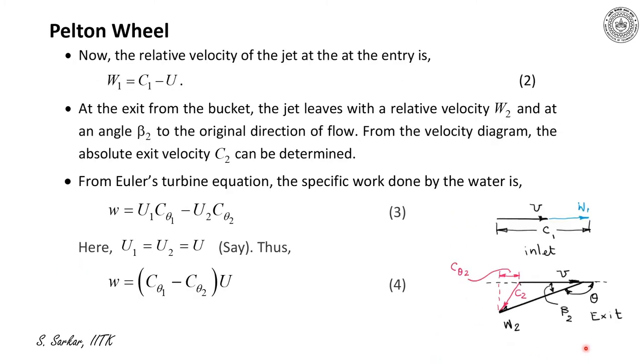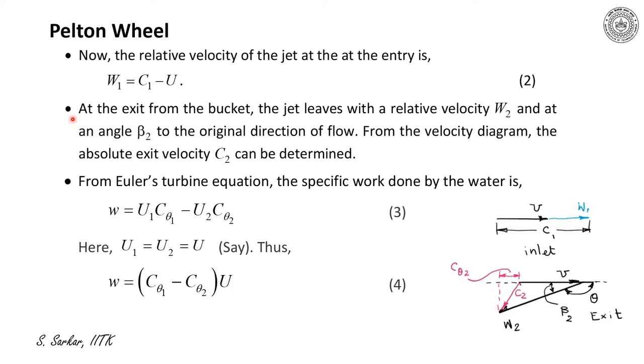Now considering the velocity diagram, I can say that the relative velocity of jet at the entry to the bucket is W1 is equal to C1 minus U. That is equation number 2. At the exit from the bucket, the jet leaves with a relative velocity W2. And here W2 makes an angle beta 2 to the direction of rotation.